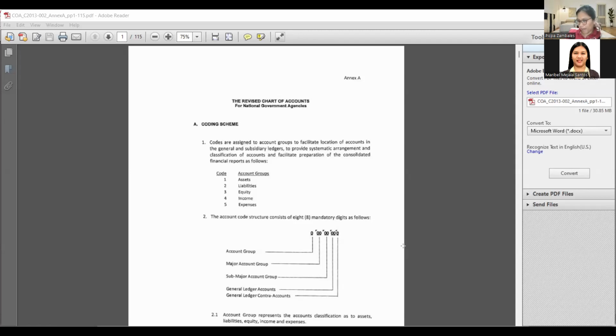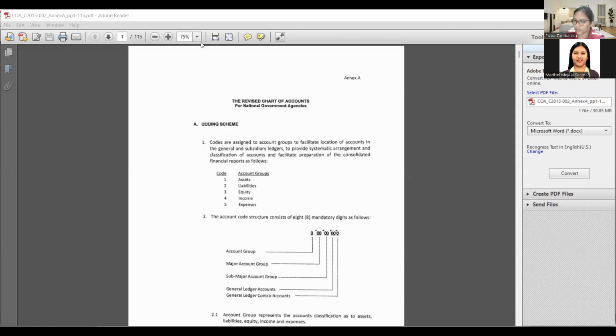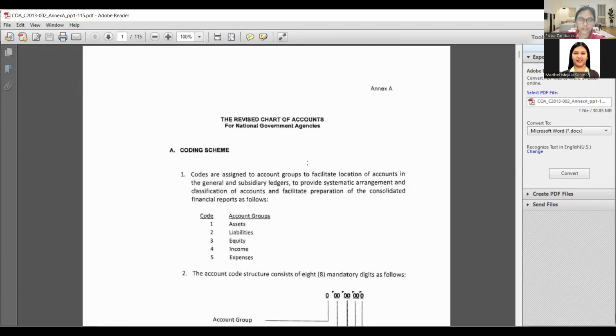So this is all about chapter 3, no? So chapter 3 is all about the revised chart of accounts, no? Okay, so the revised chart of accounts. So the revised chart of accounts, so ito yon, no?